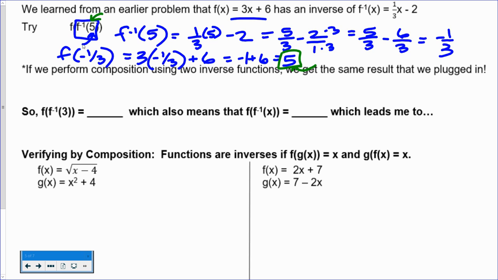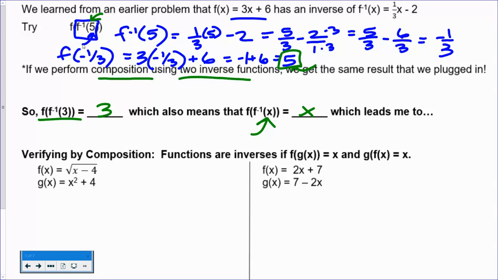That will happen every time you plug an inverse function into its original function or the other way around. Because we are switching your domain and range, when you're plugging them inside of each other, you're just going to get the same result back. So if we perform composition using 2 inverse functions, we will always get the same result that we plugged in. So if I had f of inverse of 3, no matter what the functions are, if they are both inverses, that will always be 3. And so that means for any value of x I plug in, I'm going to get x back out.